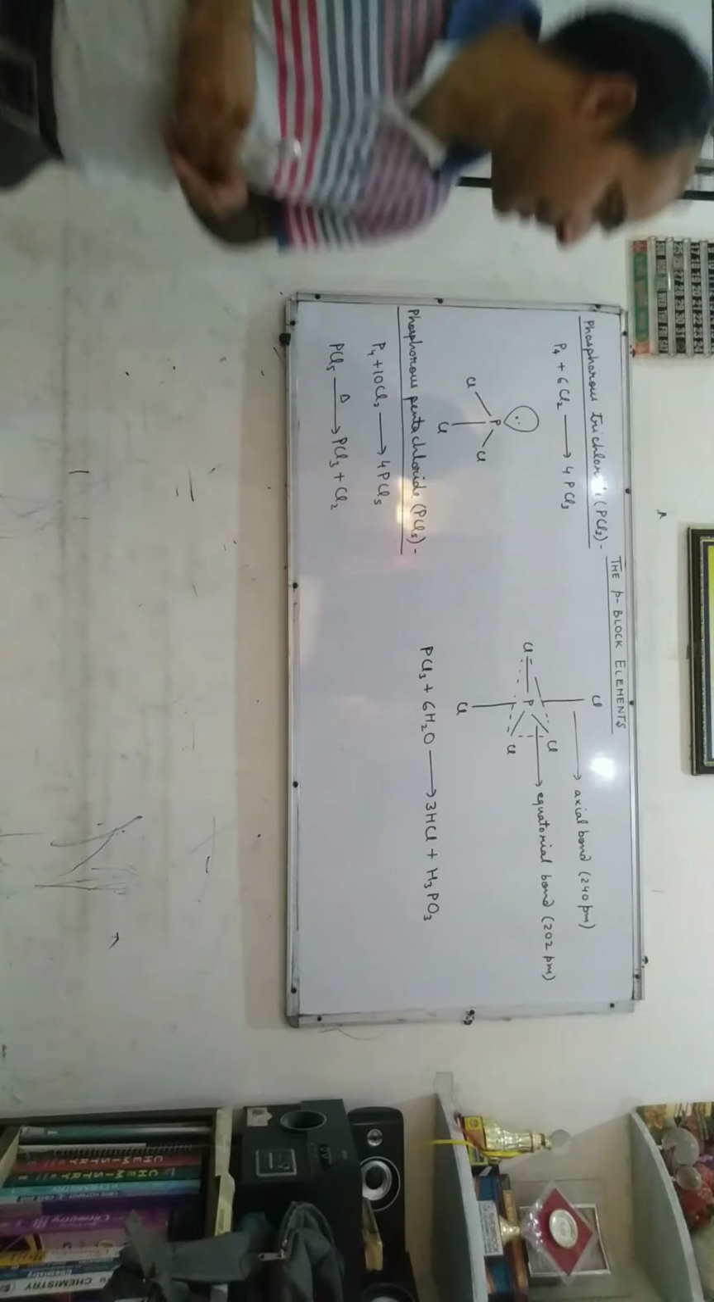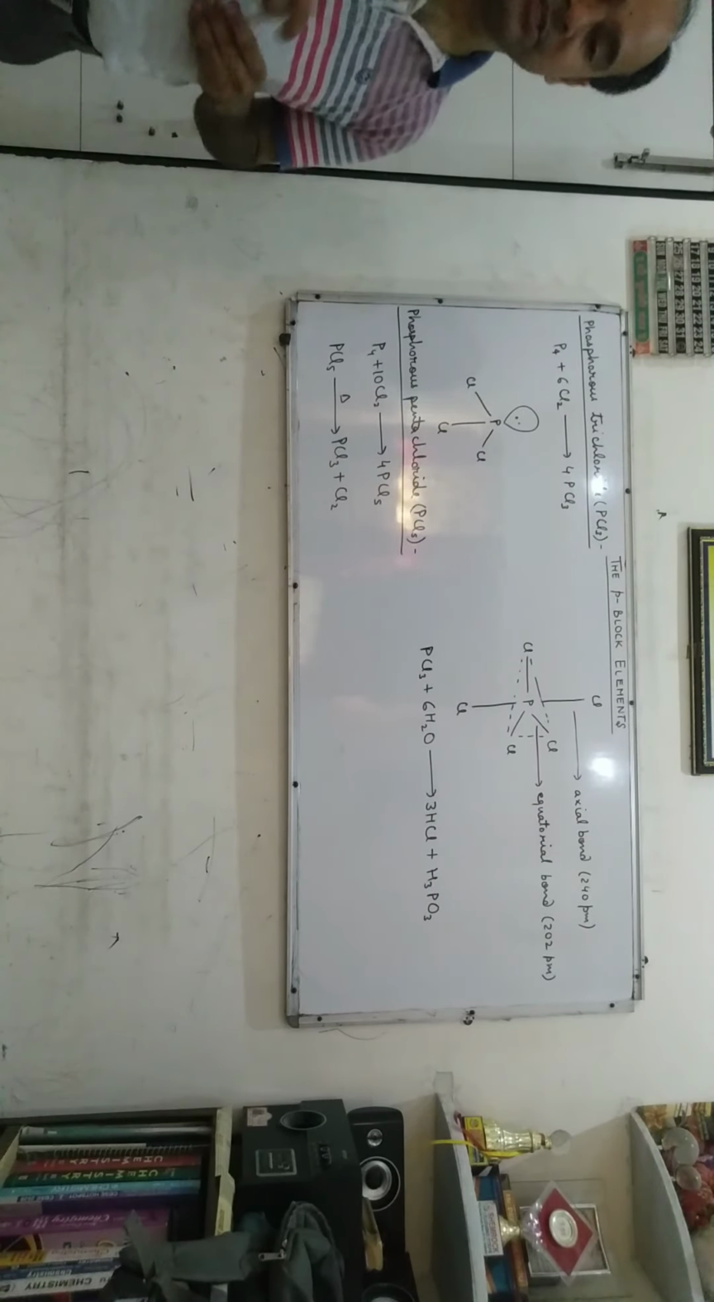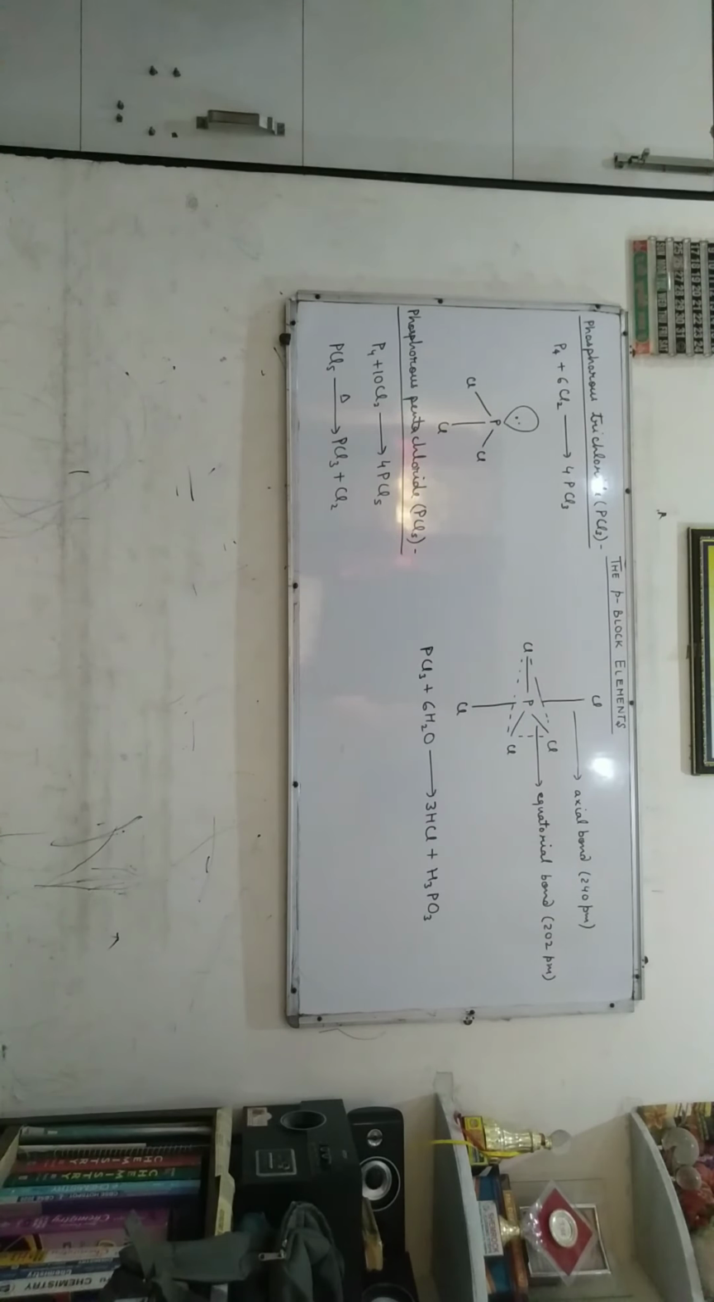Okay. Now the next question is, what is the basicity of H3PO3? H3PO3 has a basicity of 2 because it has two ionizable hydrogen atoms.